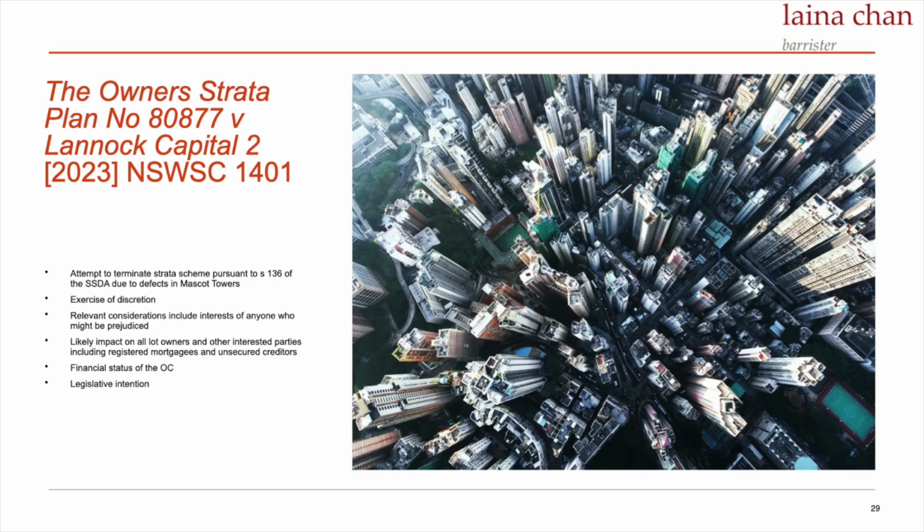It was to deal with the Mascot Towers, which, I hope you all know, is basically condemned. It can't be lived in. And they had actually borrowed, I think, $40 million to try and rectify the defects, but it didn't work. And the property was in limbo, and the owners strata plan wanted to terminate it. But the judge wasn't satisfied that the discretion should be exercised to terminate the scheme, and the relevant considerations are noted there.